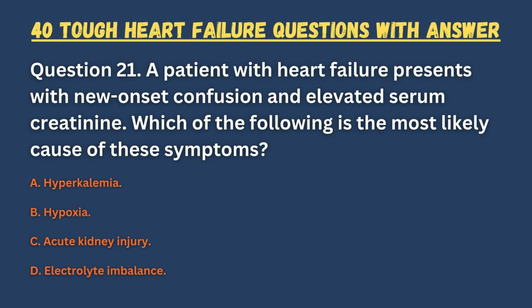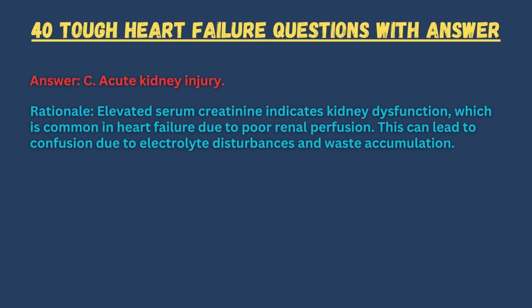Question 21. A patient with heart failure presents with new-onset confusion and elevated serum creatinine. Which of the following is the most likely cause of these symptoms? A. Hyperkalemia. B. Hypoxia. C. Acute kidney injury. D. Electrolyte imbalance. Answer: C. Acute kidney injury. Rationale: elevated serum creatinine indicates kidney dysfunction, which is common in heart failure due to poor renal perfusion. This can lead to confusion due to electrolyte disturbances and waste accumulation.